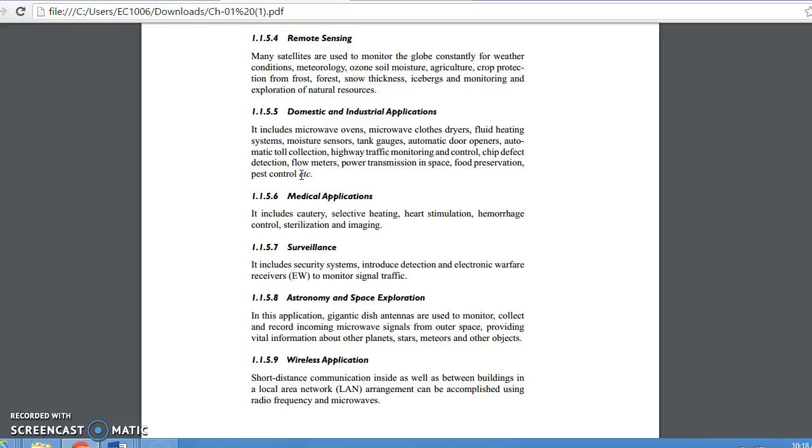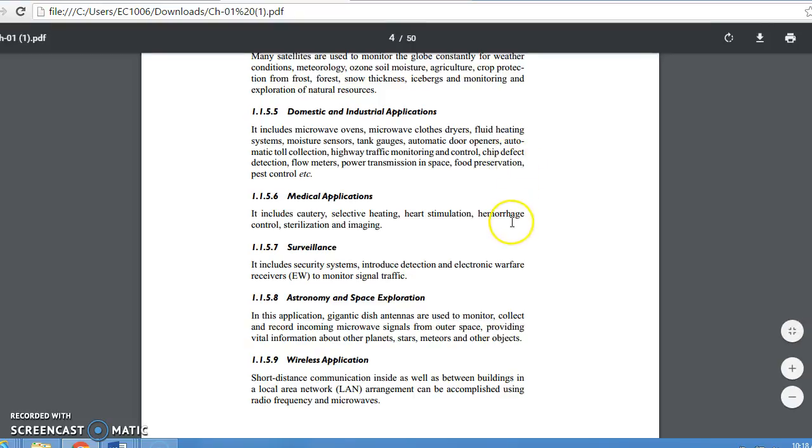So that can be done with the help of that domestic purpose, and for industrial applications, we are going to use highway traffic monitoring and control, chip defect detection, and power transmission in space. So for that industrial application we are going to use this part. Then medical application, it includes selective heating, heart stimulation, sterilization and imaging.